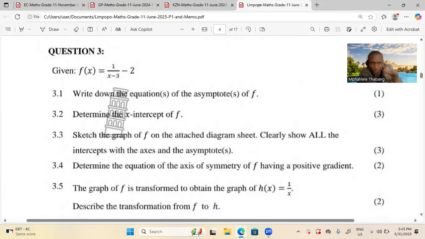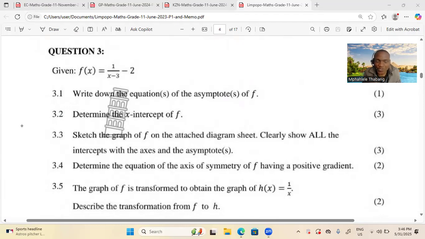So let's start with this problem of Limpopo. I'm going to start with functions first. Why? Because functions carry a lot of marks. And if you master functions from grade 11, let me tell you, grade 12, paper 1, you have passed. Once you pass your grade 11 functions very well, you stand a good chance of passing grade 12. So let us look at question 3, which is a hyperbola function.